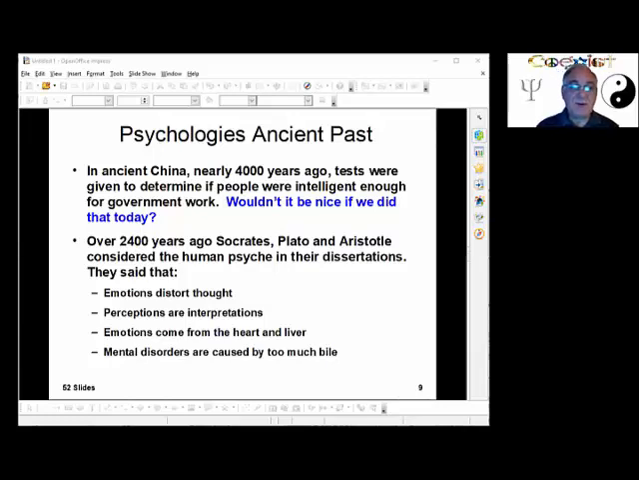So mental disorders are caused by too much bile. I have no idea what that means. I guess if you have mental abnormalities, then you just stick your finger down your throat and throw up, and then get rid of all that bile that's in you, and maybe that's how you fix yourself. Obviously, that's wrong. But this is science. This is the way science works.